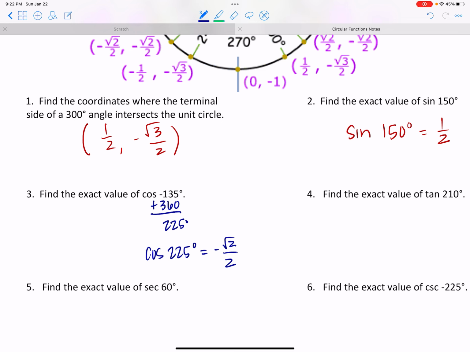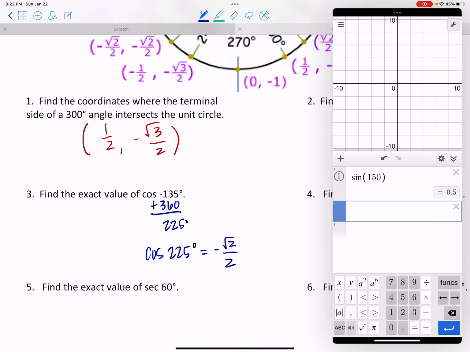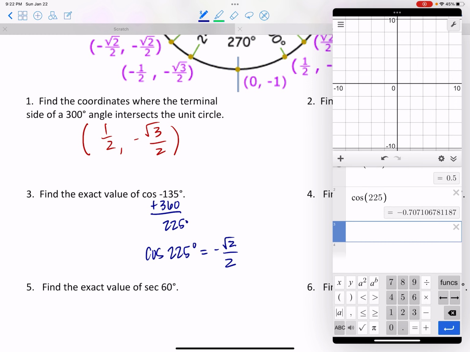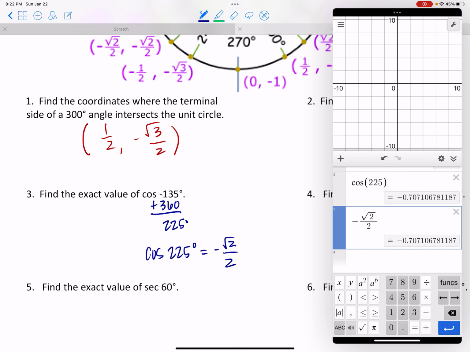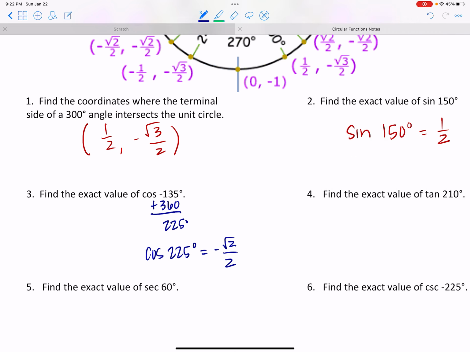Now let's say you wanted to use your calculator to confirm that one. If you put in the cosine of 225, it's going to give you this decimal. Well, what you want to confirm is that negative radical 2 divided by 2 is in fact the same decimal approximation, and there it is. So that's another way for you to use your calculator to confirm.